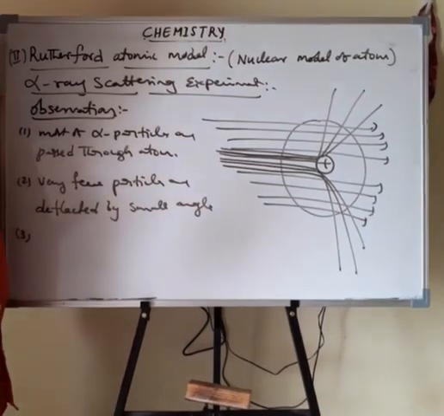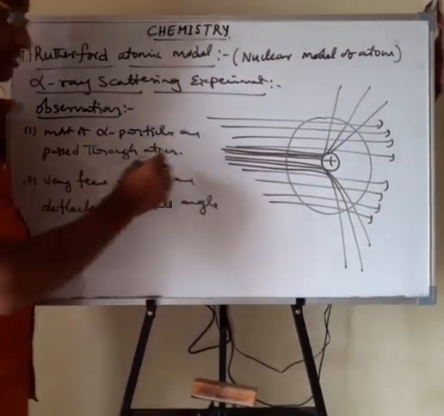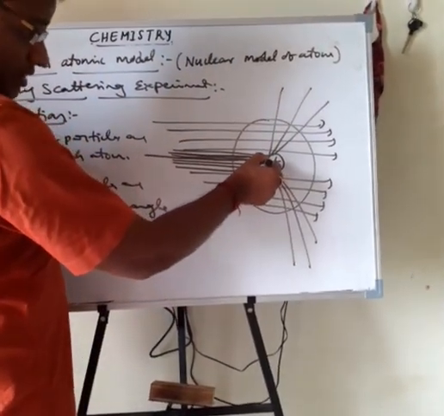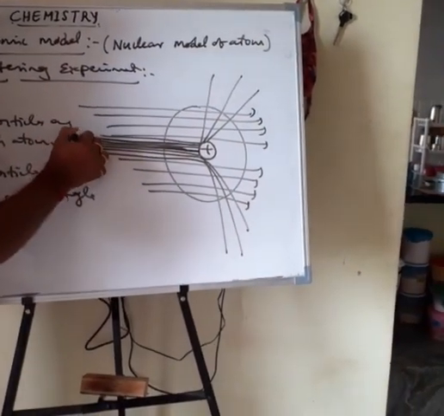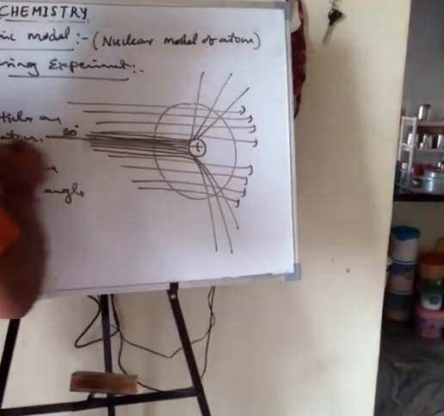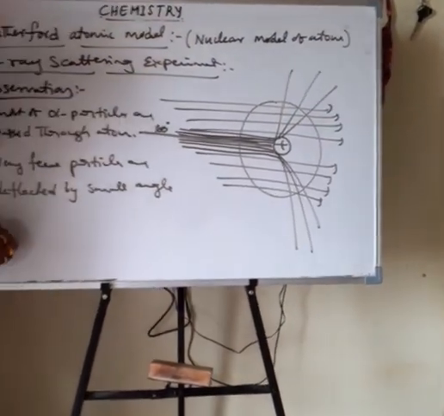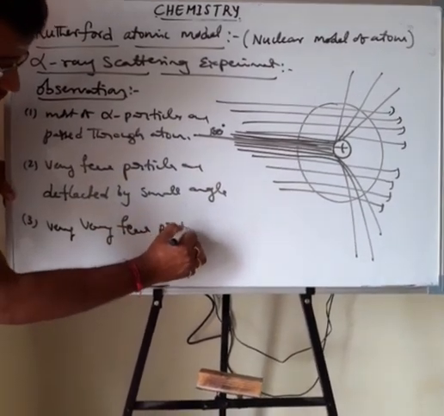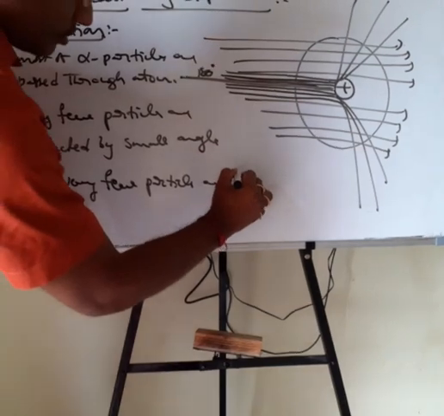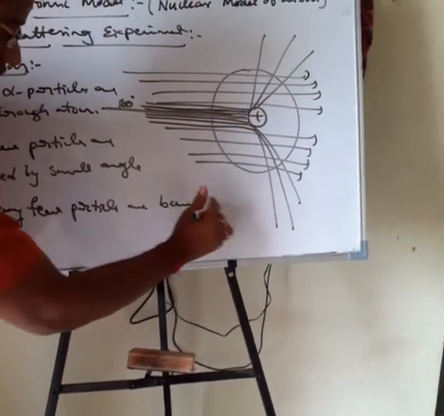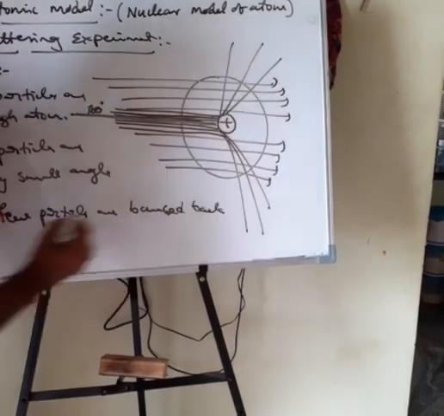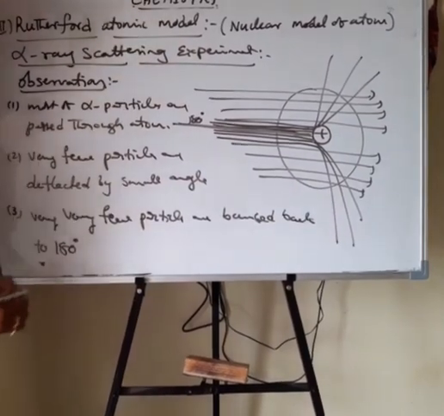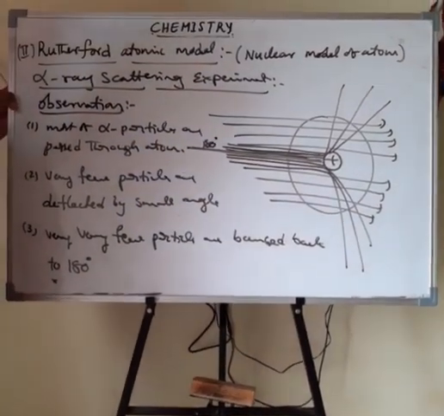The third one is that very few particles are bounced back by 180 degrees. Means like this, the alpha particles come toward the atom, and again they bounce back by 180 degrees. So very few particles come back or bounce back toward 180 degrees. So these 3 points were observed by Rutherford from the alpha ray scattering experiment.